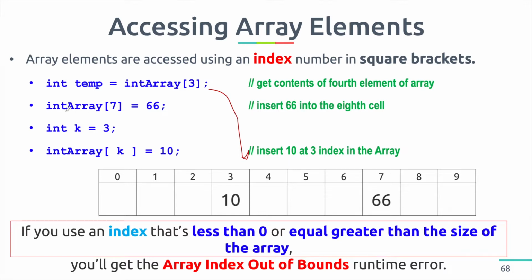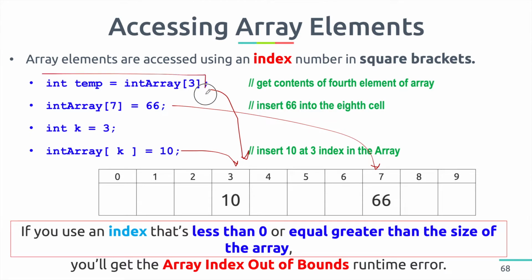And then here we have int array at index 7 is equal to 66. What we did here is we assigned or inserted 66 in the int array at index 7. So at index 7 we assigned the value 66. And then the third statement, we created a variable called k and we gave it a value of 3, and then we moved to int array at index 3 is equal to 10. So we had this equal to 10.